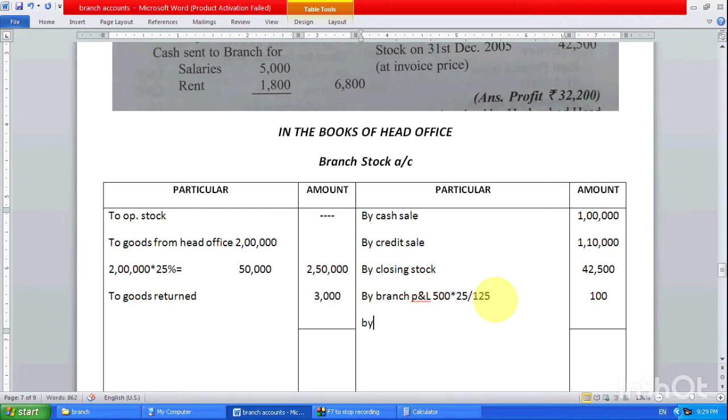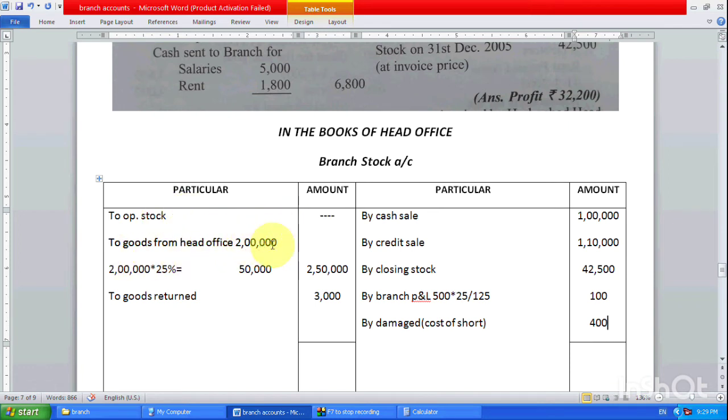Now calculate. Here, if this is balance brought down, balance carried down also we have to write. We have forgotten the entry for damage, so I'm writing here for damage. By damaged goods, how much is it? Branch P&L is 100, that is different. Now here, by damage, how much? For cost of short, we can write cost of short. In place of damage we can also use cost of shorts, it doesn't matter, and that is 400.